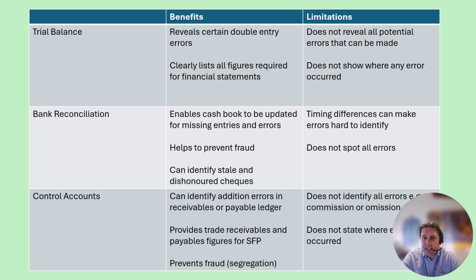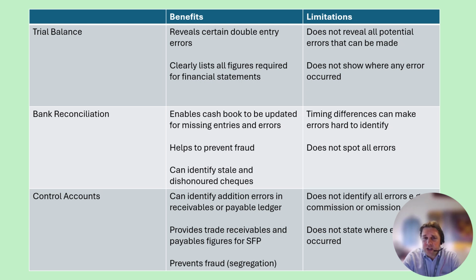However, the control account again can't spot all the different errors that occur. So a commission error is where you put it to the wrong account. So if you charged Dave instead of Clive, the balances would still agree, so we wouldn't spot that. So you'd have to find that in a different way.